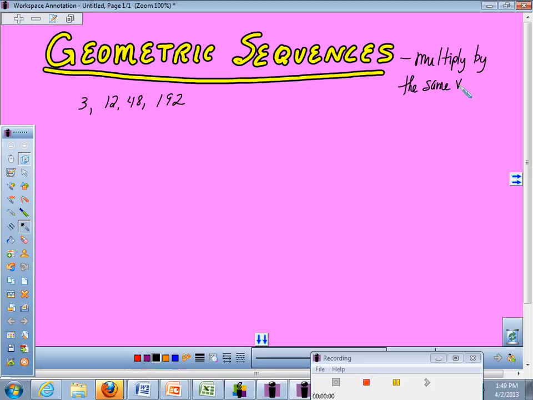So would it be geometric if it multiplied by 1, then multiplied by 2, then multiplied by 3, then multiplied by 4? That's not the same value. So the key thing is it has to be multiplying by the same number every time. Well, is this one geometric?